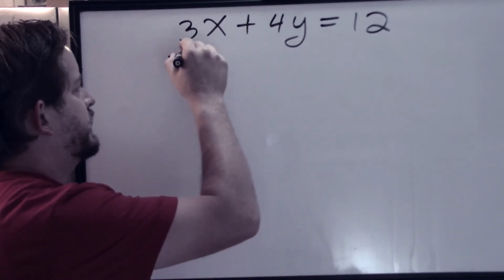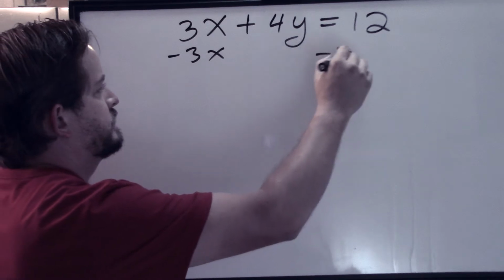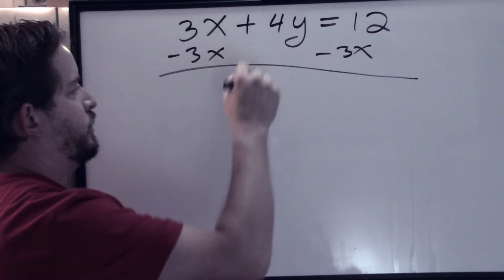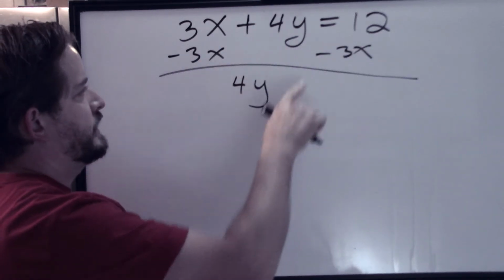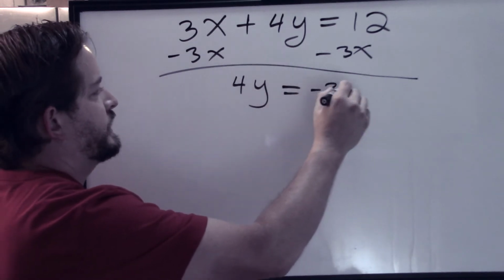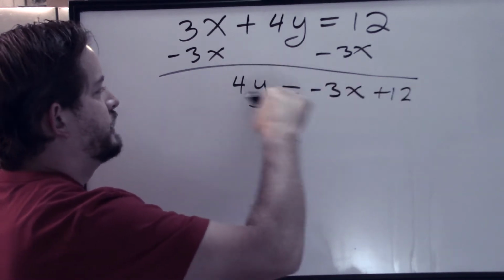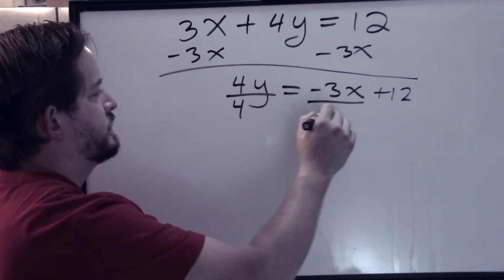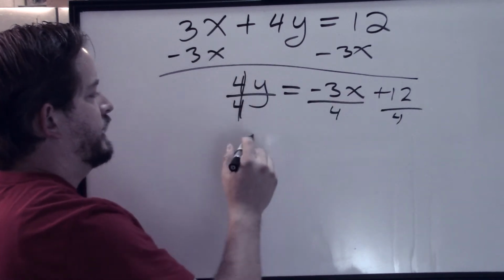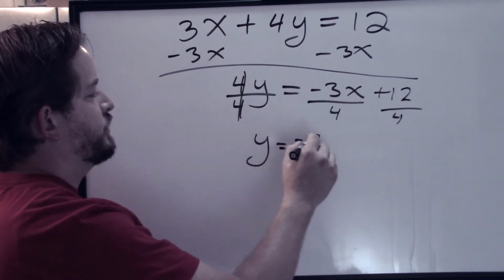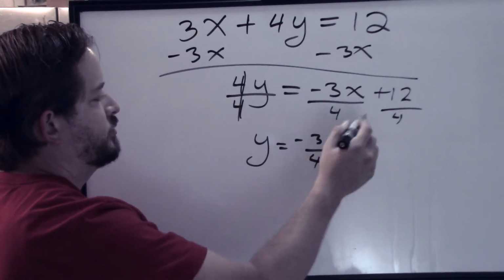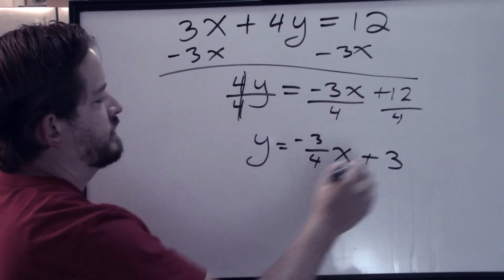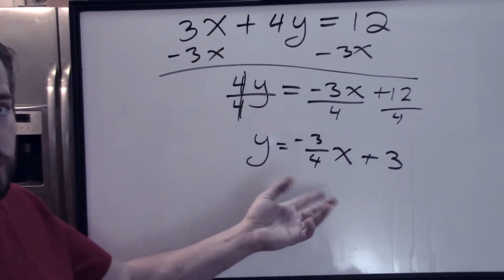I can solve this equation for y to put it into y equals mx plus b form. So I will. I'll subtract 3x from both sides. Isolate that y term. That leaves me with a 4y on the left equals -3x plus 12. Divide everything by 4. And I end up with y equals -3/4 x plus 3. Right? And I have it in slope-intercept form.